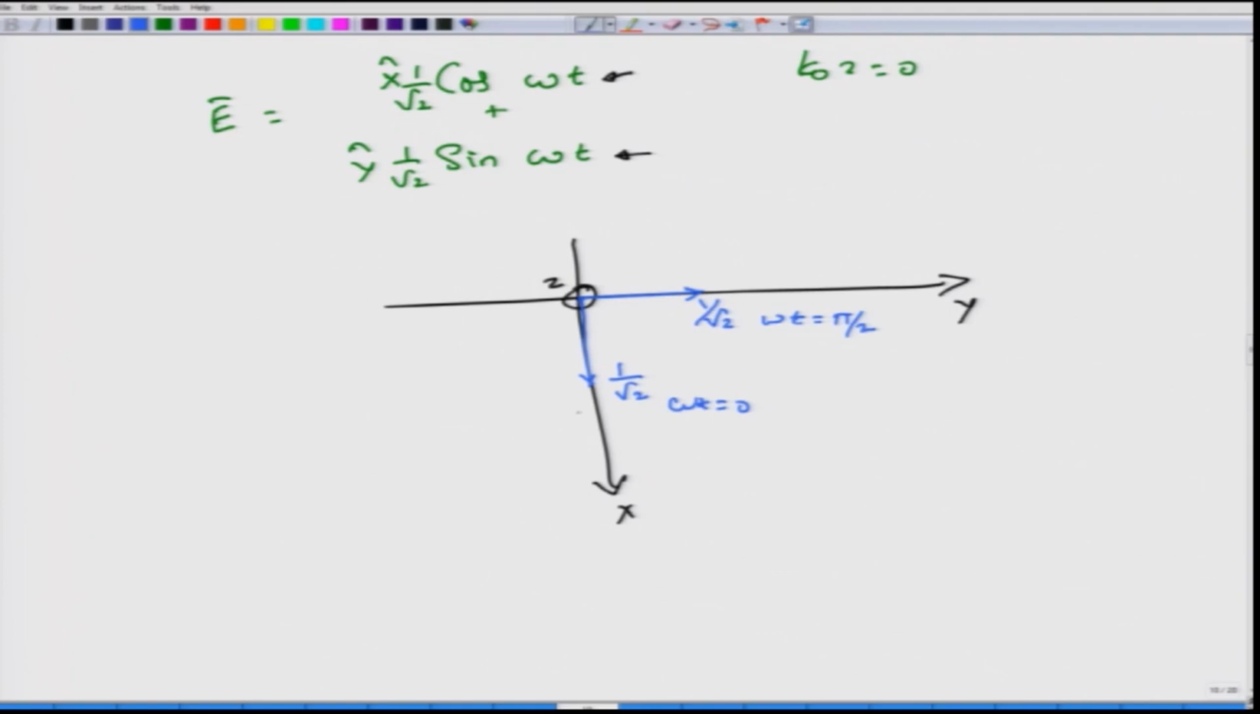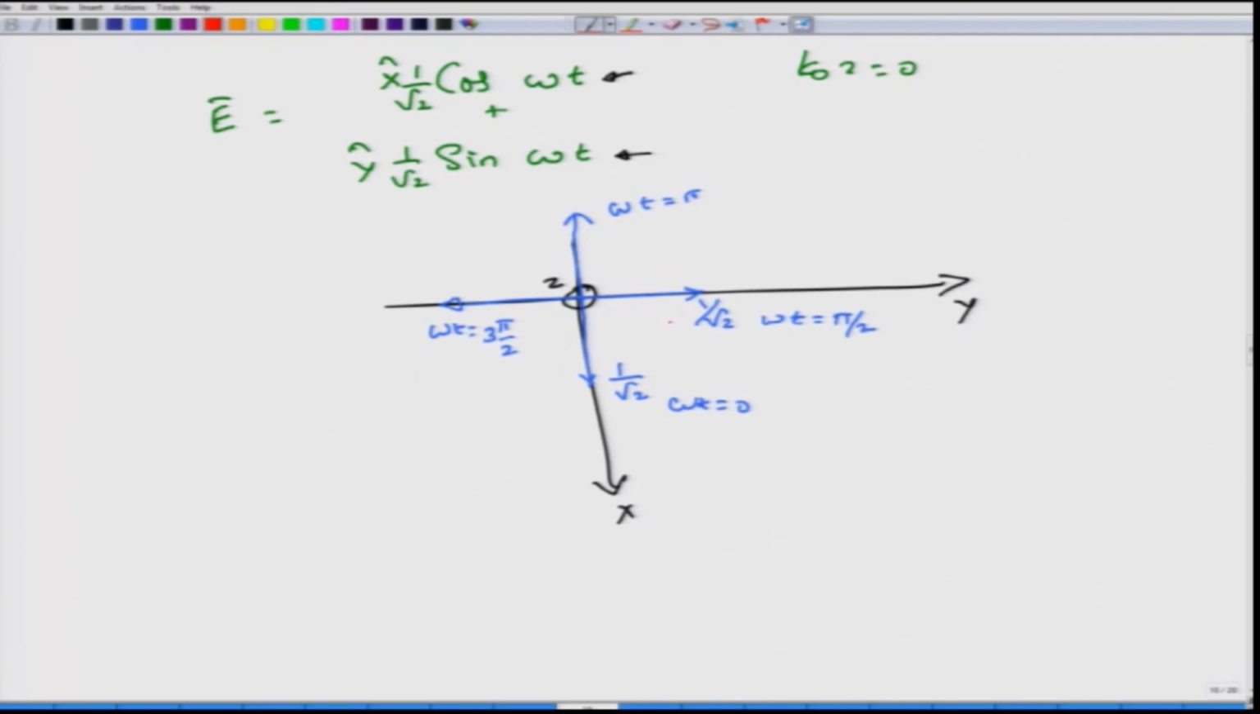Since between omega t equal to 0 to omega t equal to pi by 2, the field line has changed from x to y, right, and at omega t equal to pi, you will see that sine of pi will be 0, but cosine of pi will be minus 1. So, the direction of the electric field will be along minus x axis at omega t equal to pi, and at omega t equal to 3 pi by 2, this would be directed along minus y direction. So, what has actually happened is the electric field started off at omega t equal to 0 lined up along the x axis, then it changed its position.